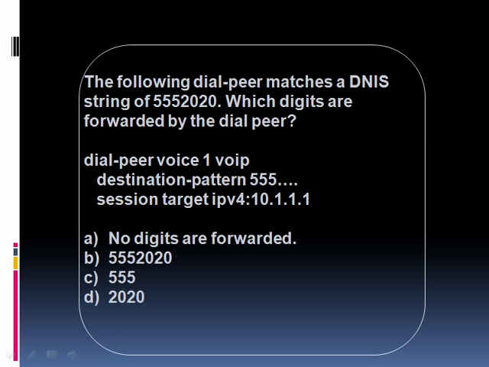However, what you need to notice in this example is it's not a POTS dial peer. It's a voice over IP dial peer, which doesn't have that digit stripping behavior. And as a result, we don't strip anything. With a voice over IP dial peer, all the digits are going to be forwarded on to the session target. So the answer is, we're going to be forwarding digits 555-2020.